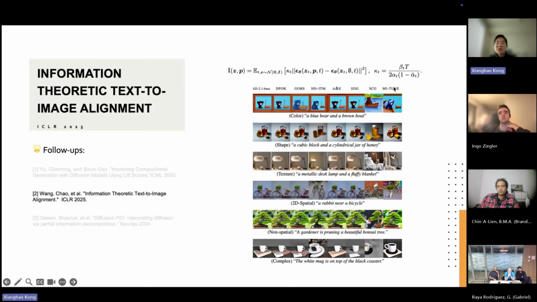And also some visualization. The first row is color alignment, fine-tuned with the other method, compared with Stable Diffusion 2.1 base. You can see after MI fine-tuning, it works very well: the color alignment, the shape alignment, texture alignment, and so on.